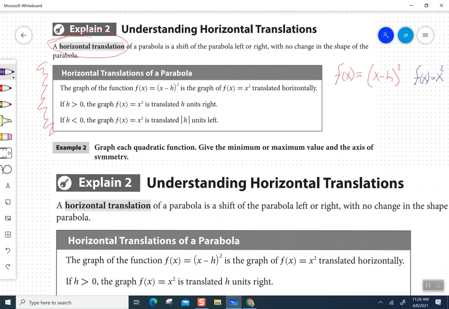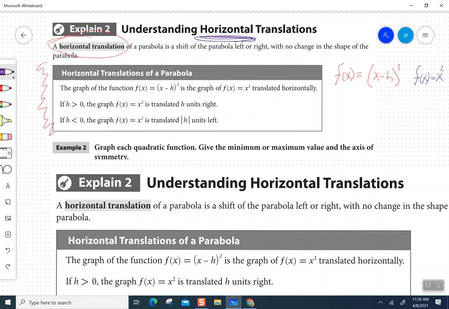Okay. The best way I could describe this is if k was not in the parentheses and k was a vertical translation, then the opposite of not being in the parentheses is being in the parentheses, and the opposite of vertical is horizontal. So if you see something in parentheses, then it's a horizontal translation.